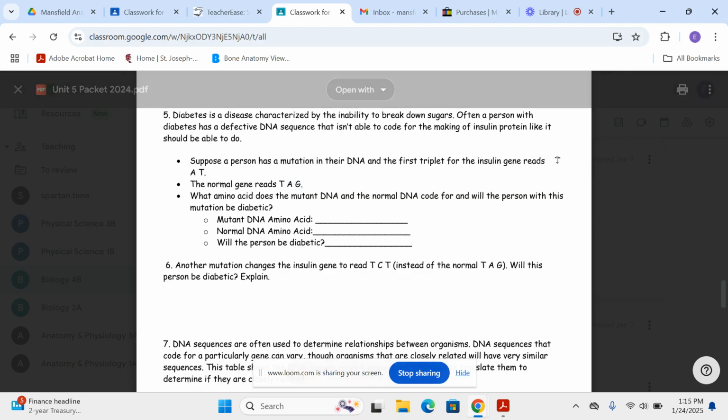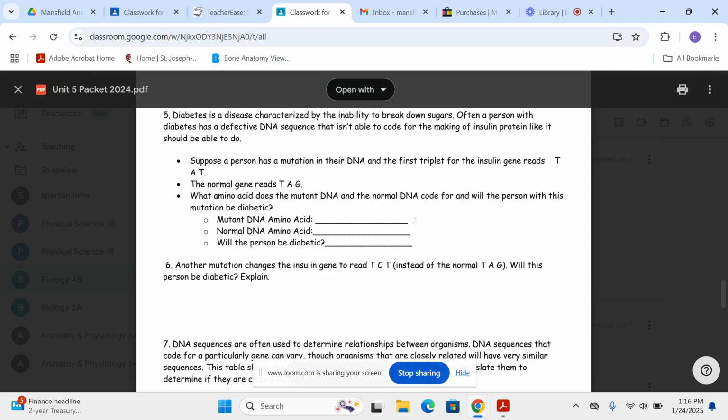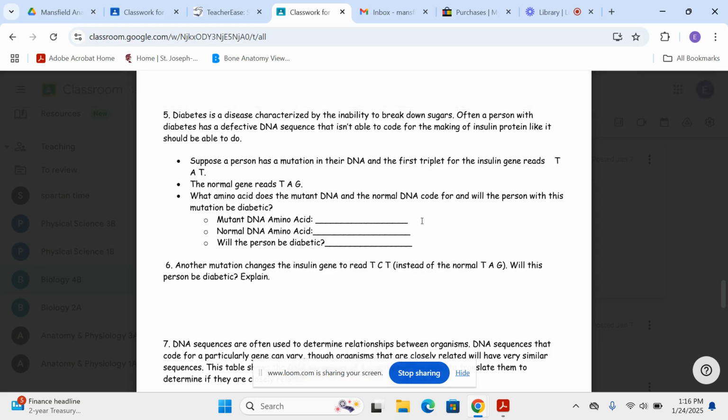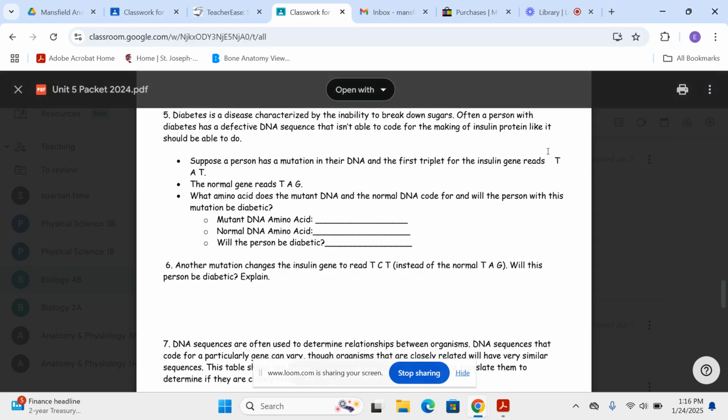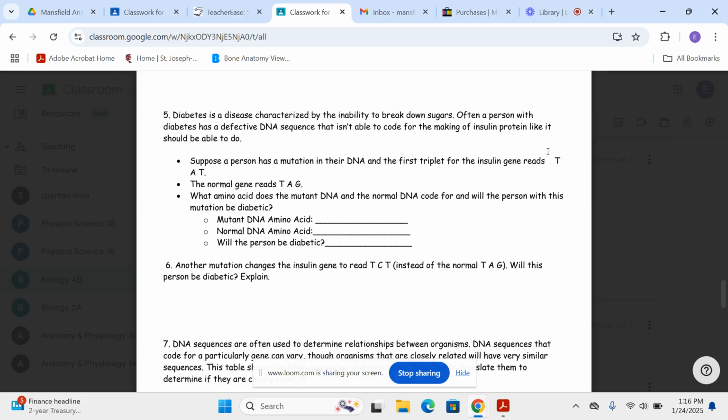So you will take the TAT and first turn it into the RNA version. So TAT, if we were to go through transcription, would be AUA. Then you need to look at what amino acid AUA makes. So look at your chart, and you should have isoleucine. Okay, I'll give you that one.